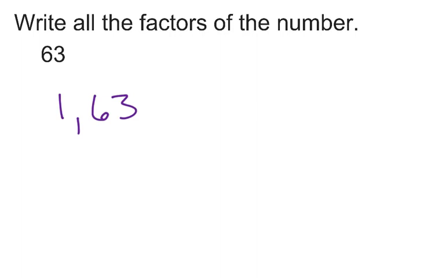Now, some people might think that 63 is prime, but using my divisibility rules, I can see that 6 plus 3 is 9. So I know that even though it's not even, 2 is not a factor, but 3 is a factor. So now I just say, okay, well, 3 times what is 63? That would be 3 times 21. And I can find that by dividing 63 by 3.